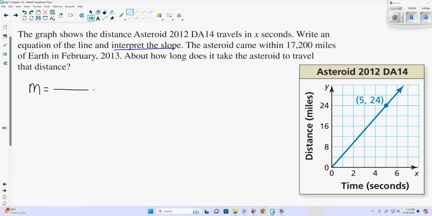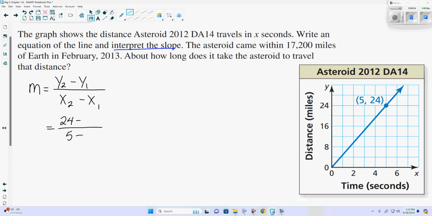m is equal to y2 minus y1 over x2 minus x1. Change in y over the change in x. Now they did give us one point. They specifically wrote out a single point on the graph, yes? (5, 24). Not 15, 524. So we can plug that in. We can plug in the y value as 24 and its corresponding x value as 5.